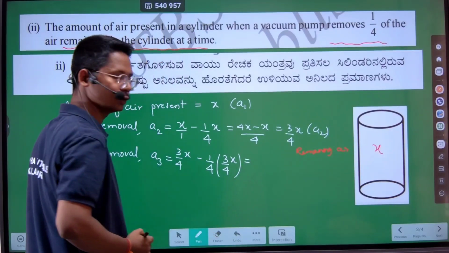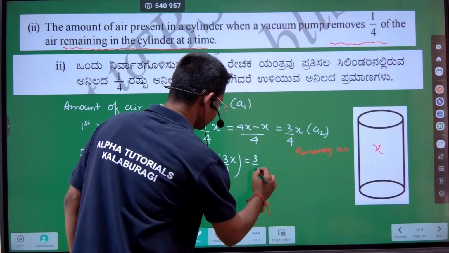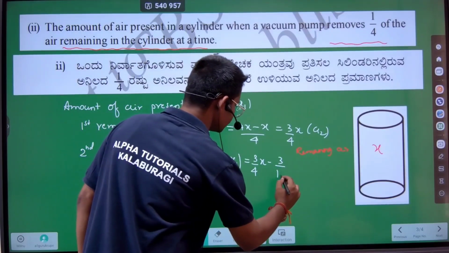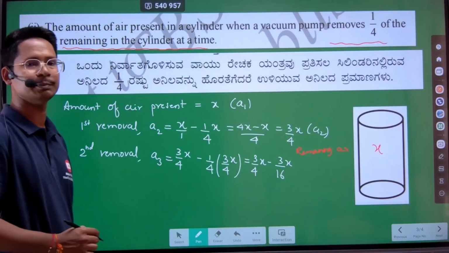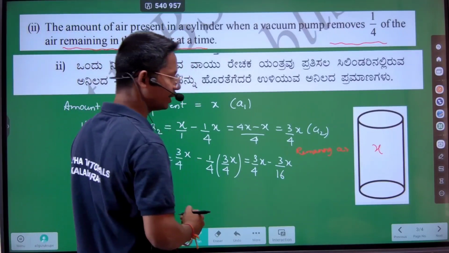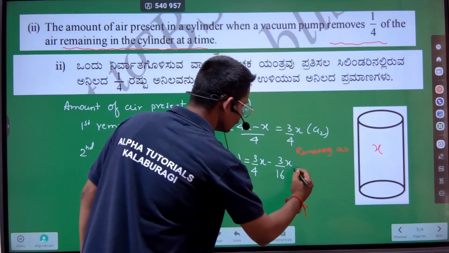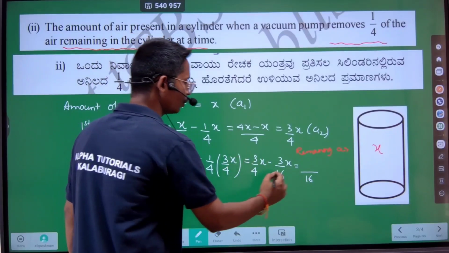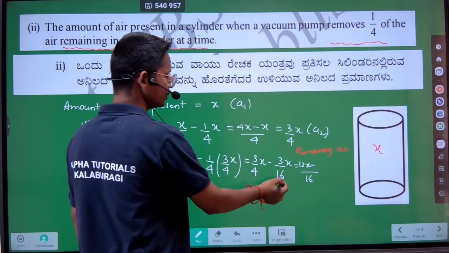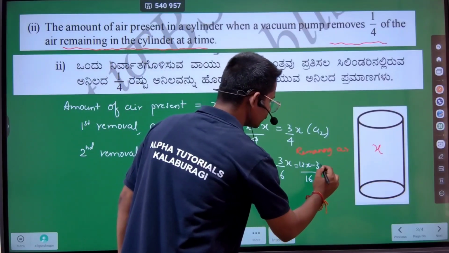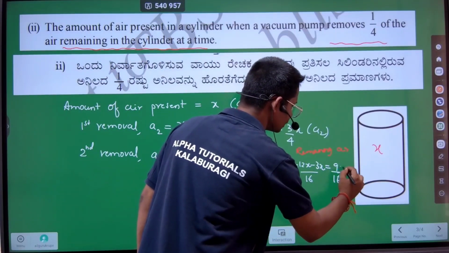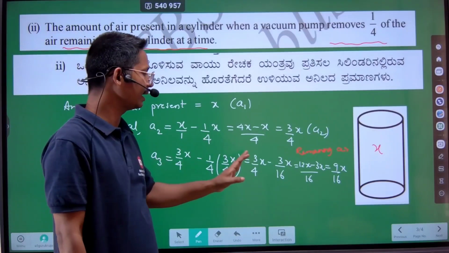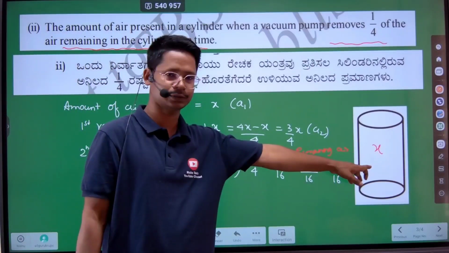So this is going to be 3 by 4x minus 1 into 3, 3 divided by 4 into 4, 16x. Now you need to simplify this. I'll simplify again by taking LCM. What is the LCM of 4 and 16? The LCM is 16. Now 4 into 4 is 16, and into 4, so we'll get 12x minus 16 into 1, 16 into 1 means 3x. So you're going to get 9 by 16x. So now after the second removal, the remaining air is 9 by 16x, not x. That you need to remember.